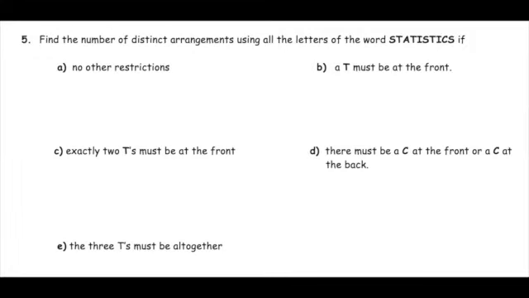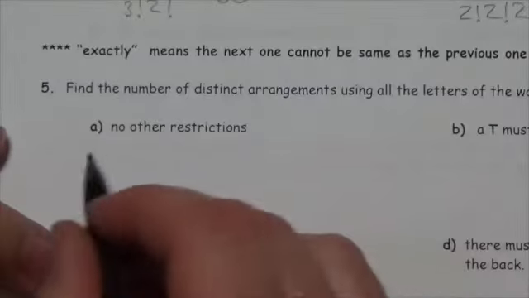Find the number of distinct arrangements using all the letters of the word statistics if A, no other restrictions are used, B, a T must be at the front, C, exactly 2 T's must be at the front, D, there must be a C at the front or a C at the back, or E, the 3 T's must be all together. So here we go. So no other restrictions.